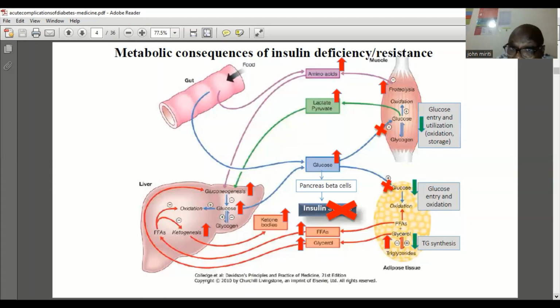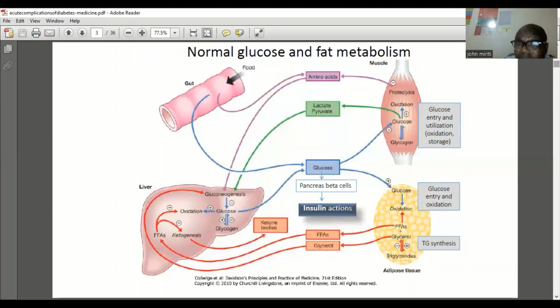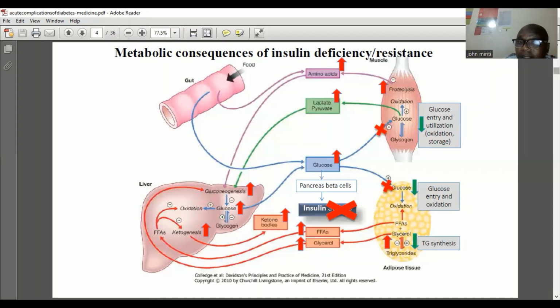Because there is no insulin, there is increased free fatty acids and glycerol synthesis by the adipose tissues. So you can see the relationship between normal glucose and fat metabolism, and the abnormal glucose metabolism when there's insufficient insulin in the body.